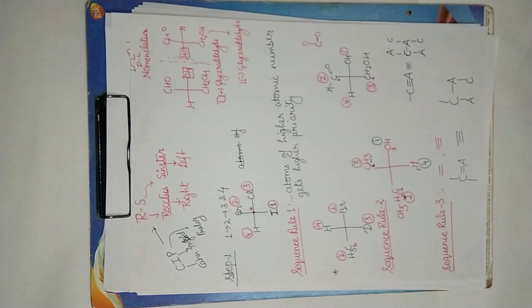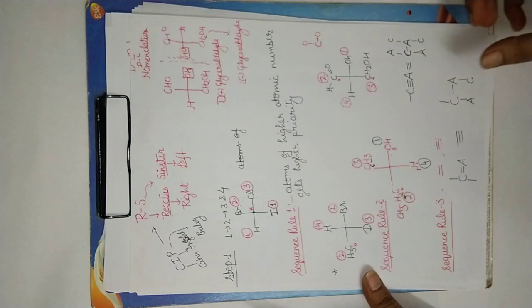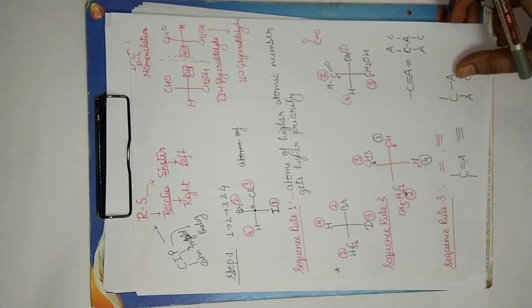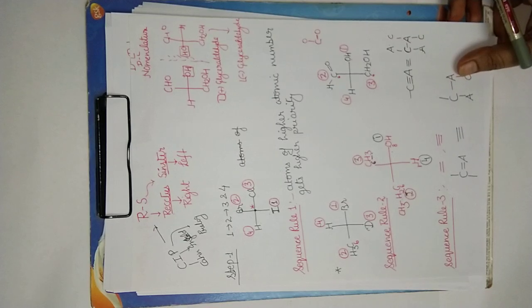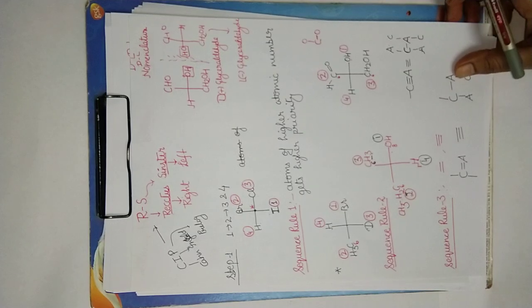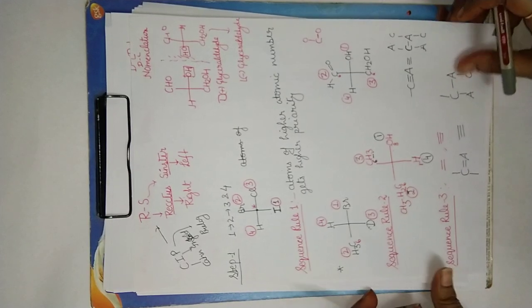So what is step 1? In step 1, you have to give the compounds priority according to the priority sequence rule. According to their atomic number, you have to mention their 1 2 3 4 priority. So this is the sequence rule. This is step 1, and in step 1 there are sequence rule 1, sequence rule 2, and sequence rule 3 here.